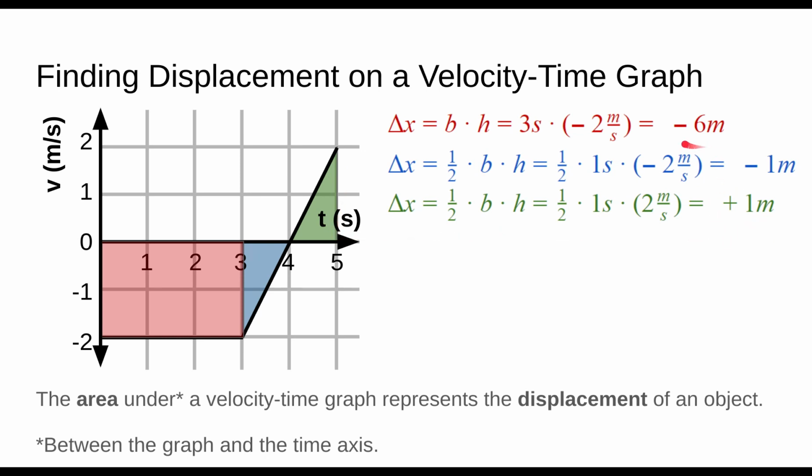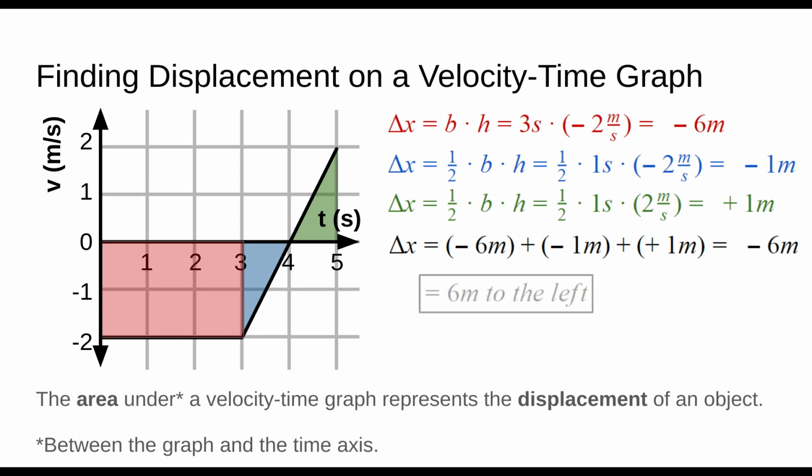And remember, just like last unit, we can be comfortable with negative areas on these graphs because that negativity just communicates the direction of the object's displacement for that time period. So if we're looking for the total displacement of this object based on this graph, we can simply add up those 3 displacements and get a total of -6 or 6 meters to the left.